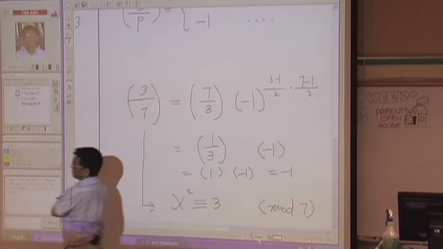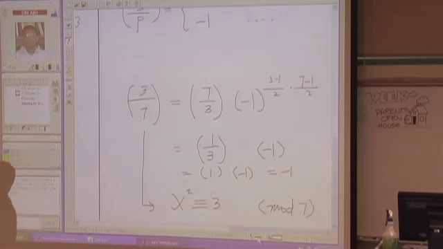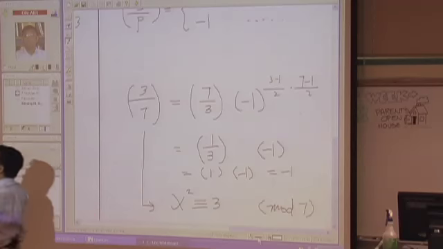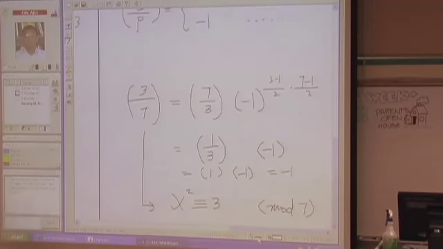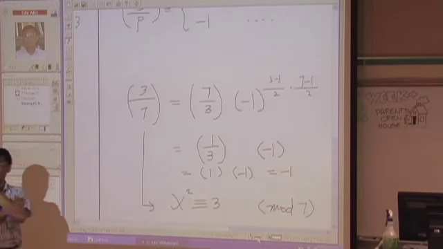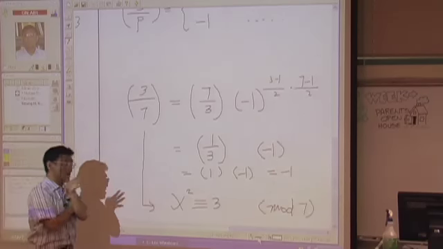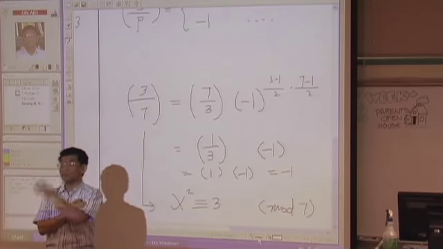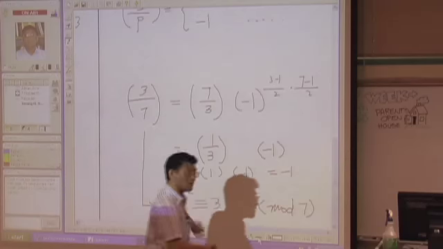So check it. 0, of course, we should exclude, it's trivial. 1 squared cannot be 3. 2 squared is 4, not 3. 3 squared is 9, which is congruent to 2, right? 4 squared is 16, congruent to 2. And then 5 squared is 25, which is congruent to 4, subtracting 21. And then 6 squared is 36, congruent to 1. So we couldn't find anything satisfying.